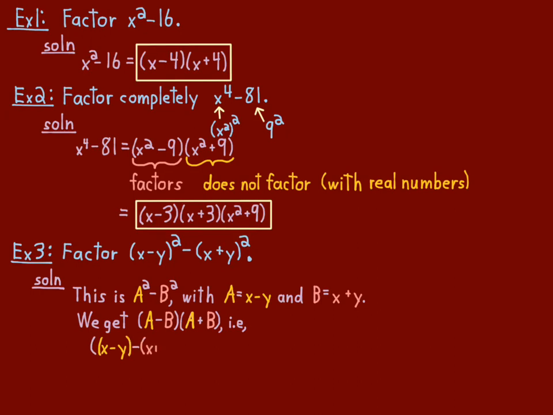So what I get is this. That's the first factor. That's the a minus b. It's x minus y minus x plus y, which is b. And then you're going to have the same thing, but with a plus in between here. These stay the same. It's just the plus in between here that changes. Okay, so that's a plus b.